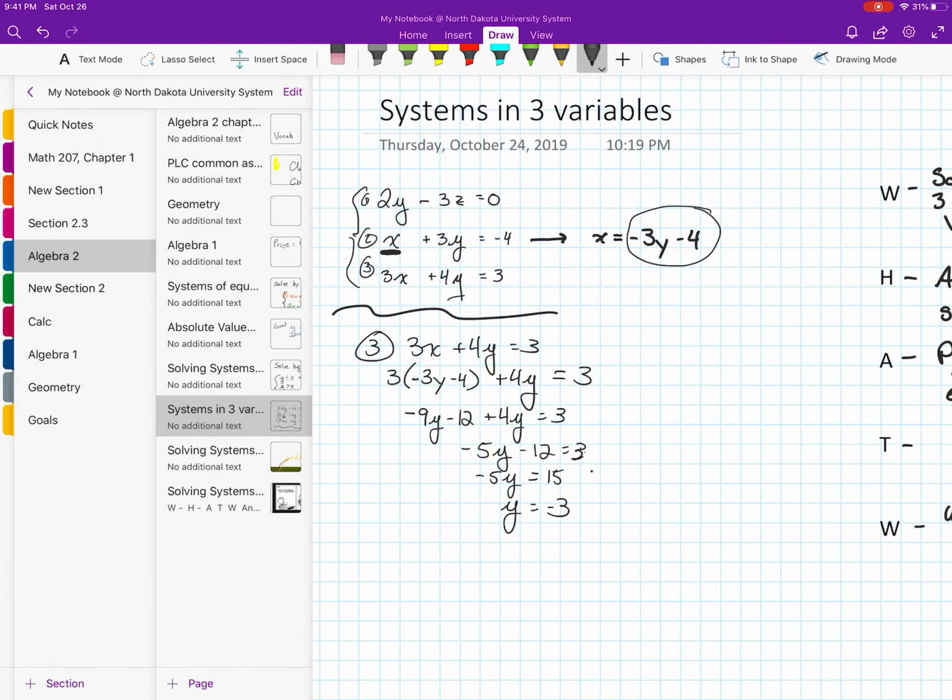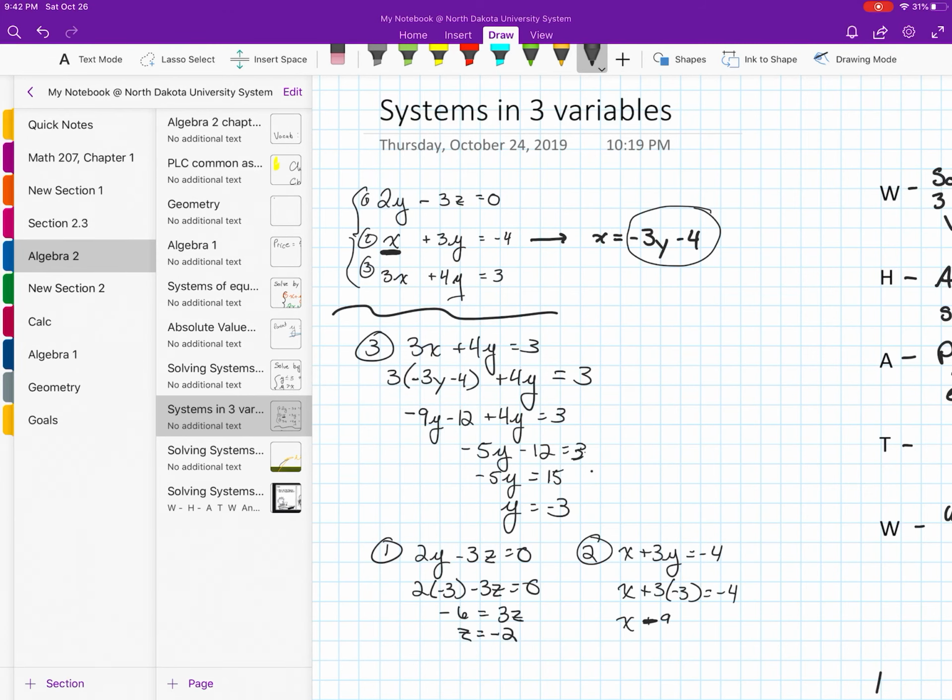So we have a value for one variable. And we can use it in any of the three equations to find the other variables, right? So if we substitute negative 3 for y in, say, equation 1, instead of 2y minus 3z equals 0, we have 2 times negative 3 minus 3z equals 0. We get negative 6 equals 3z, and z equals negative 2. And in equation 2, instead of x plus 3y equals negative 4, we have x plus 3 times negative 3 equals negative 4. x minus 9 equals negative 4, and x equals 5.